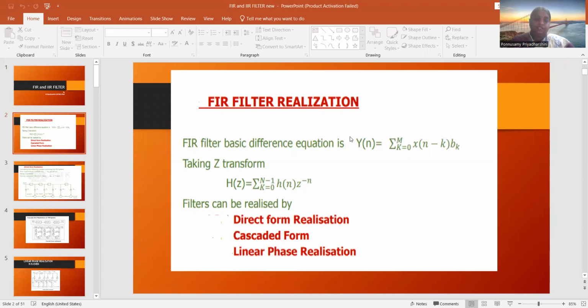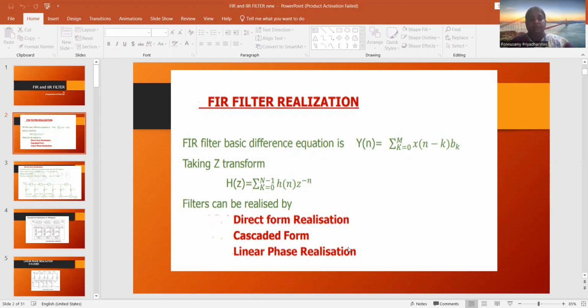The basic difference equation for that filter is y of n is equal to the summation from k equals 0 to M of b of k x of n minus k. And we have to take the z transform. So H of z is equal to the summation from n equals 0 to N minus 1 of h of n z to the power of minus n.